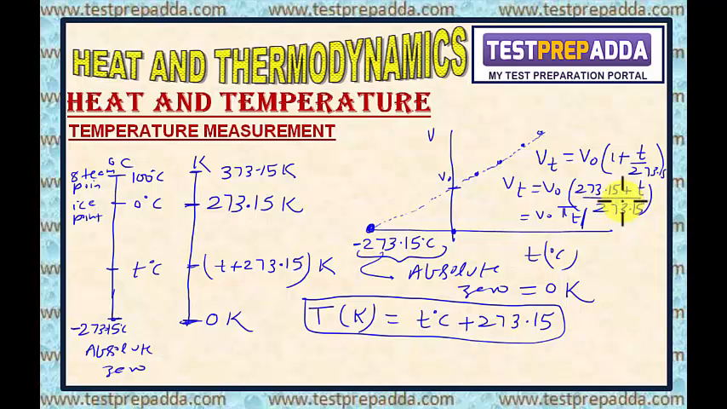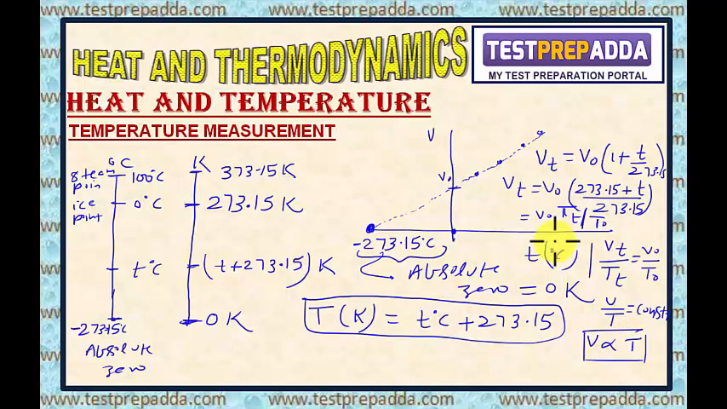273.15 is the temperature in Kelvin at what degree Celsius? 0 degrees Celsius. So I can write this as T0. As a result, I get Vt upon Tt is equal to V0 upon T0. Now, whether it is V1 upon T1 or V2 upon T2, it is going to remain the same, V0 upon T0. This way we say V upon T is equal to constant, means V is proportional to T.